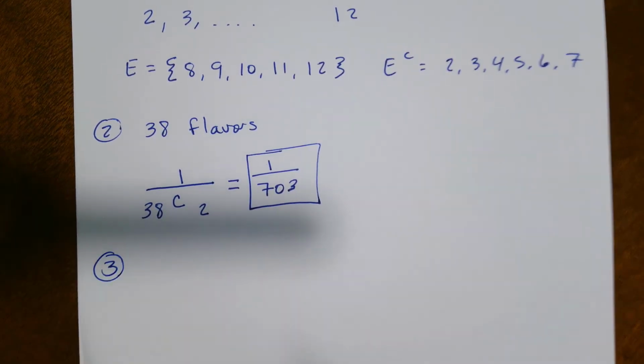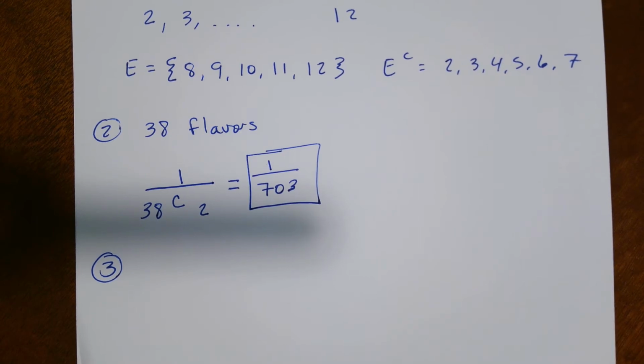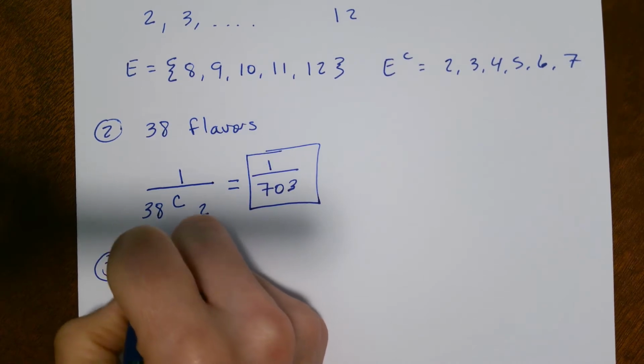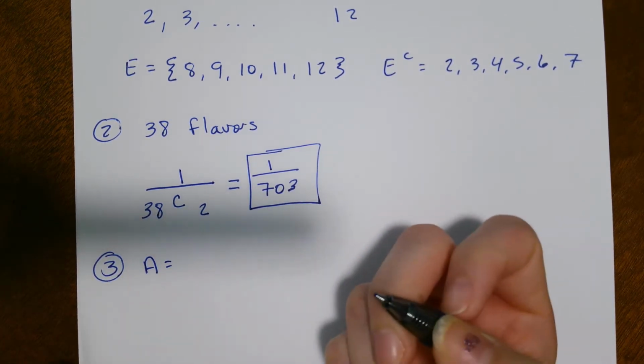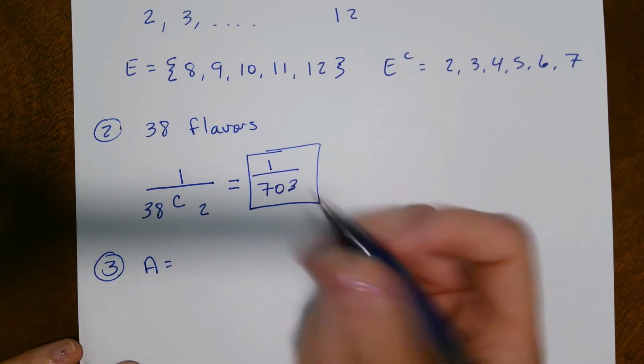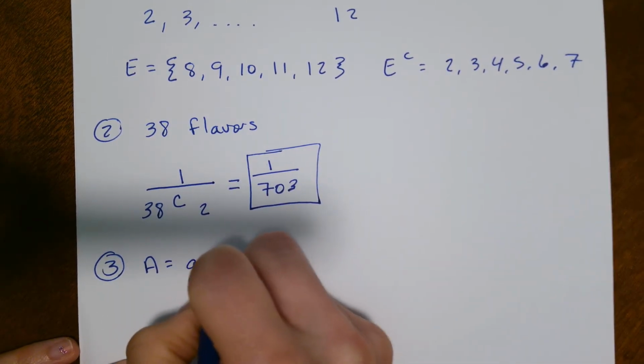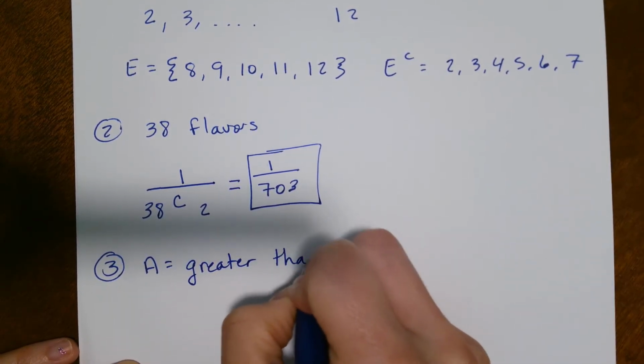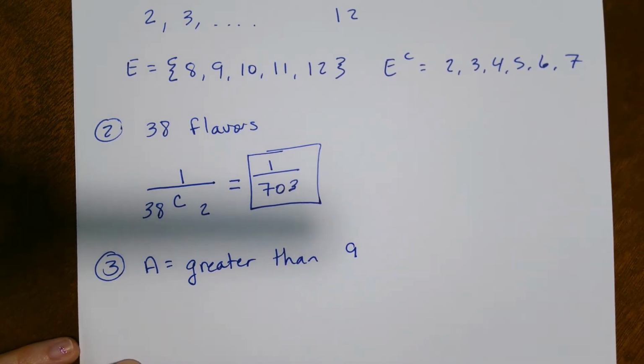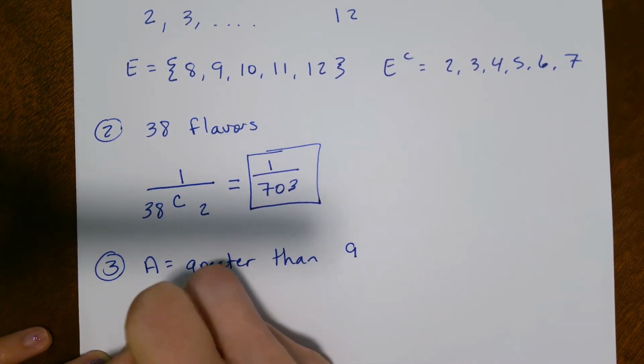Alright, next problem. So here's another complement problem. We have a chart that's age of volleyball players, and I think the words are cut off, but it says something to the effect of set A or event A is the players being age greater than 9. And we want a complement.